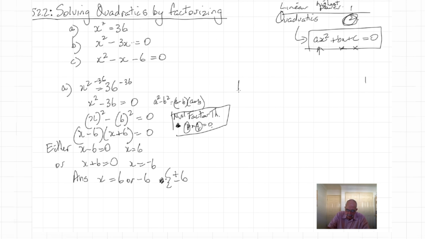Okay, let's look at the second one. Once again, it's a quadratic. It looks like that, but in this case, we've got that term and we've got that term. We don't have any constant term in here. So we've got x squared minus 3x equals 0.